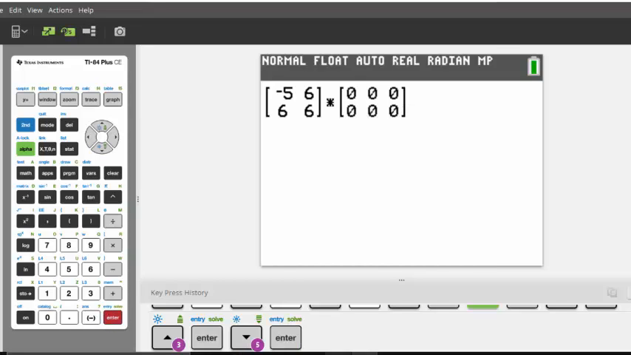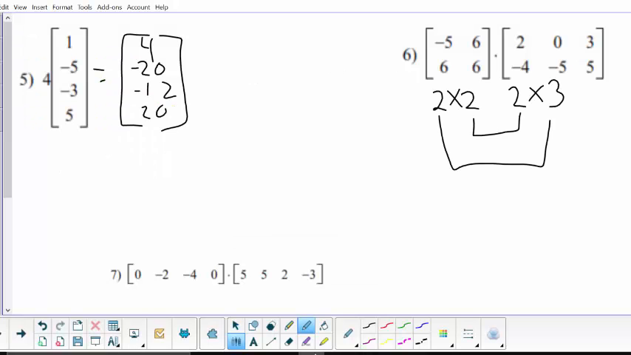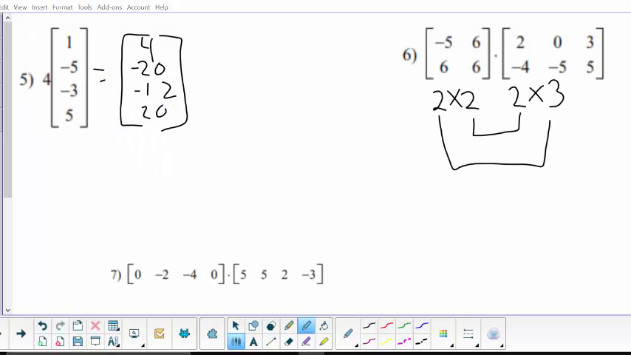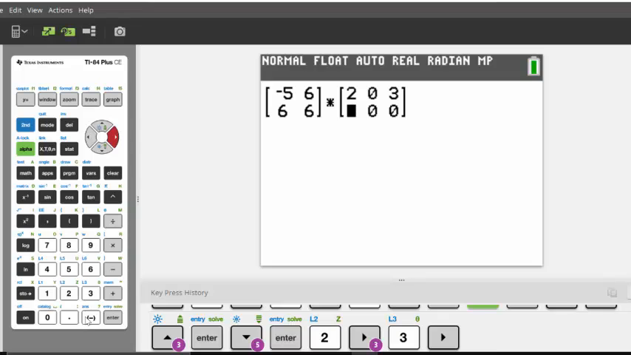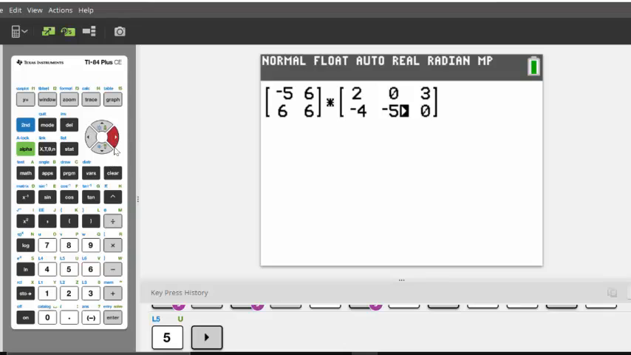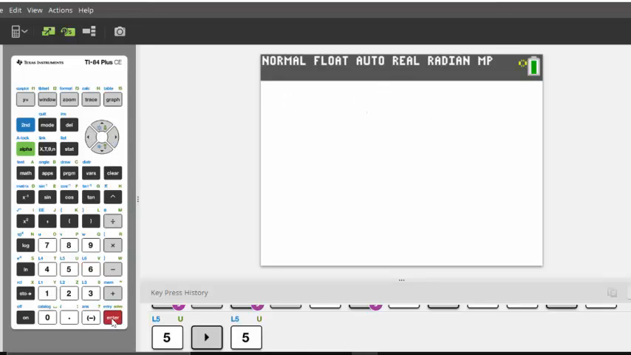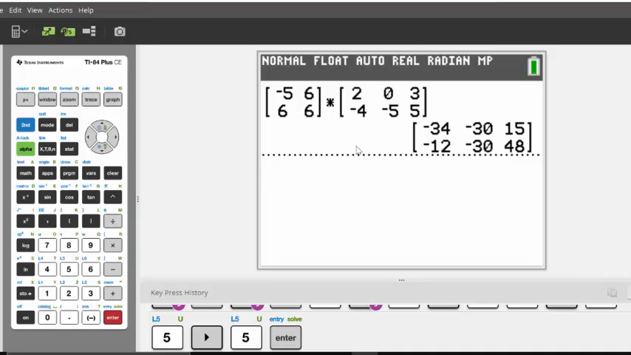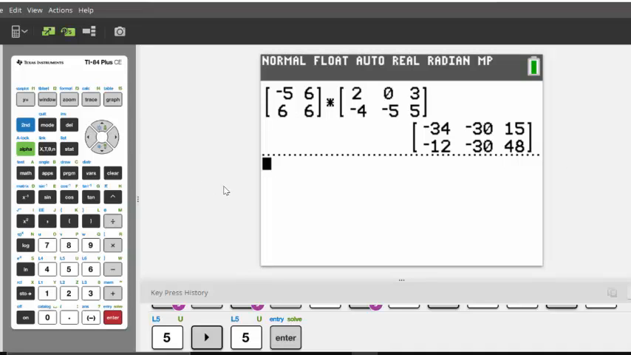And then let's see what the numbers were here. 2, 0, 3. And then -4, -5, 5, 4. Then we just press enter. So that would be our solution. Remember, if it's different dimensions, you can't multiply them. This will give you an error. It'll tell you a dimension mismatch, I believe, is the error it gives you.